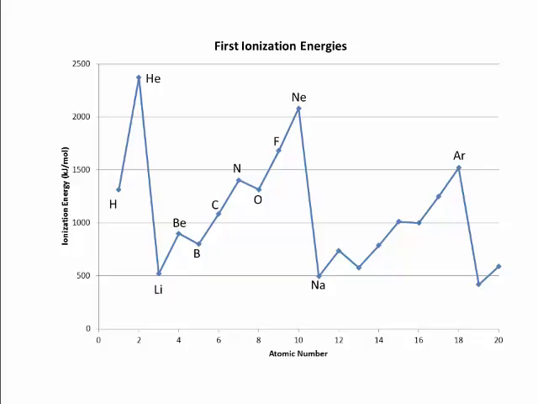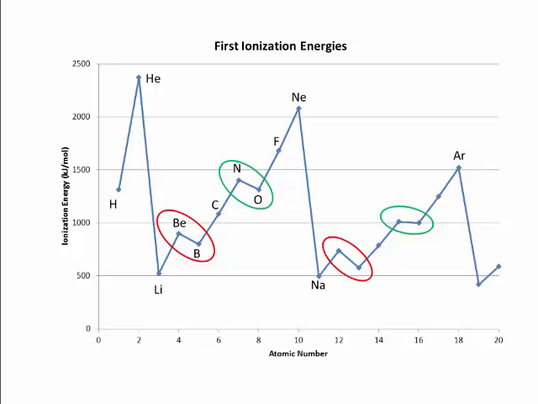But the trend is not completely uniform. Notice that the first ionization energy drops from beryllium to boron. It does it again from nitrogen to oxygen. We see those same drops in the same place, second to third element, fifth to sixth element, in the next series.